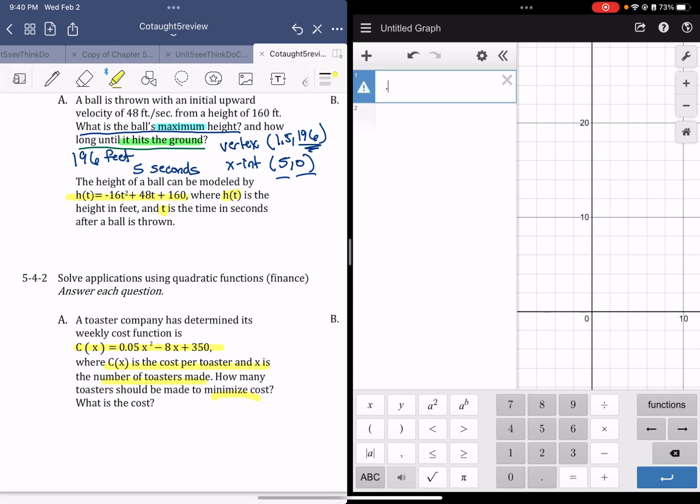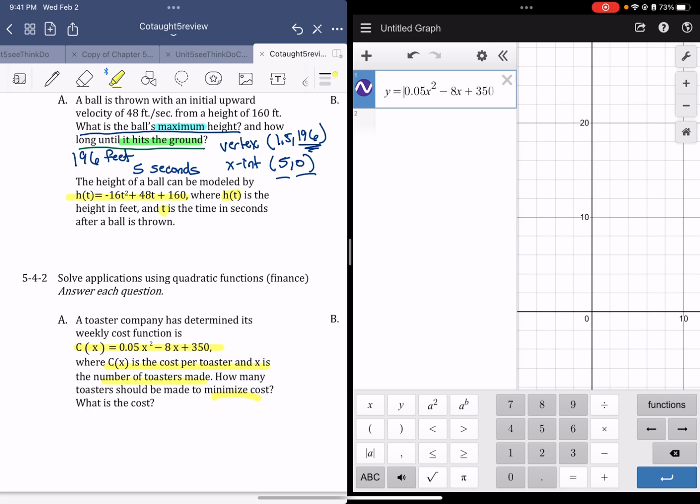So we have 0.05x squared minus 8x plus 350. And I didn't put y equals. You don't have to put y equals. I probably should just because I think it's better. Just like sometimes they don't put f of x equals. It's nicer to put the y equals, but if you don't, it will still work. Let's go ahead and put it there. y equals 0.05x squared minus 8x plus 350. Okay, just making sure my equation looks the same as the problem.